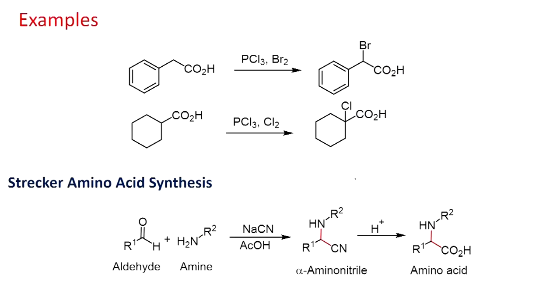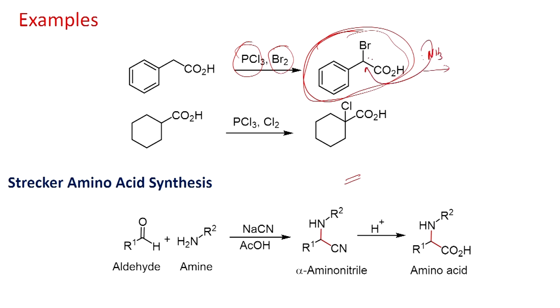Here some examples are shown. Instead of PBr3, they have used PCl3 with bromine. So as we have seen, using PCl3 you can also form this alpha bromo phenylacetic acid as the product. Once you form this one, as we have just seen, you can react with ammonia.